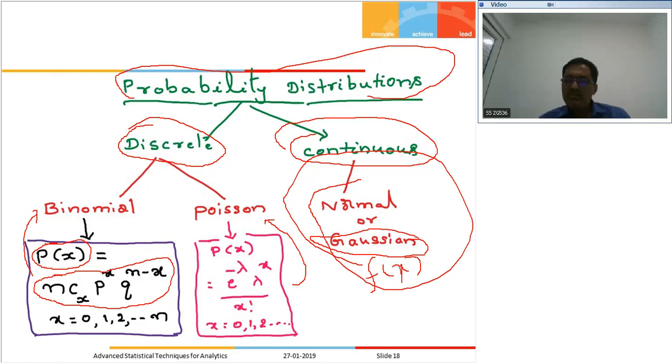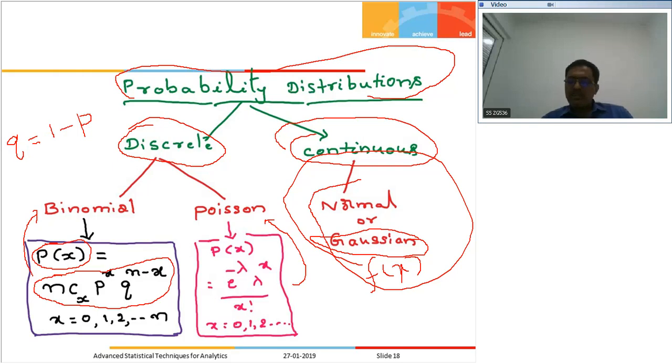Can you contradict my statement? Yeah, we can't say Q is a parameter, because once P is available, Q is automatically available. The probability of A is P, then the probability of A bar is 1 minus P, that is Q. That's why Q is not a separate parameter. I write here, Q is 1 minus P. This is the probability of failure. So that's why it is not a separate parameter. So only 3 parameters define the binomial distribution.